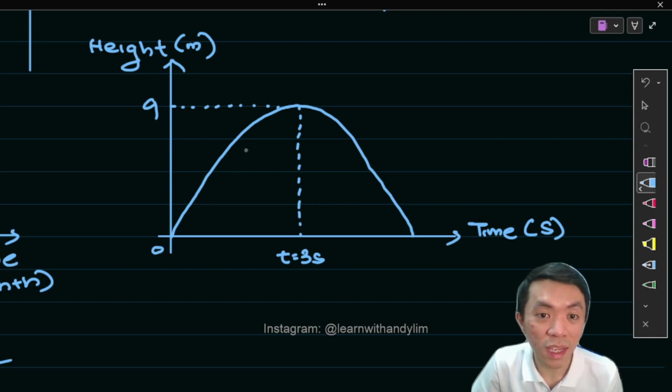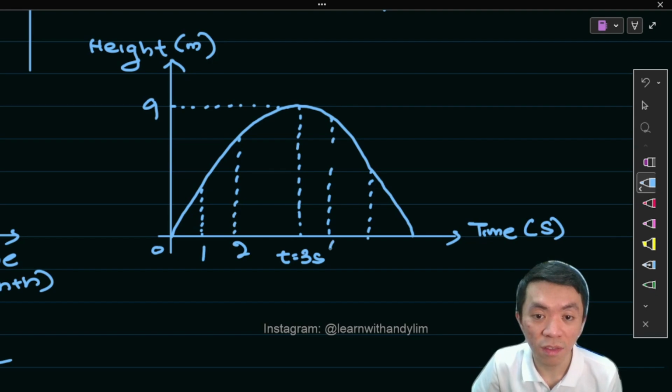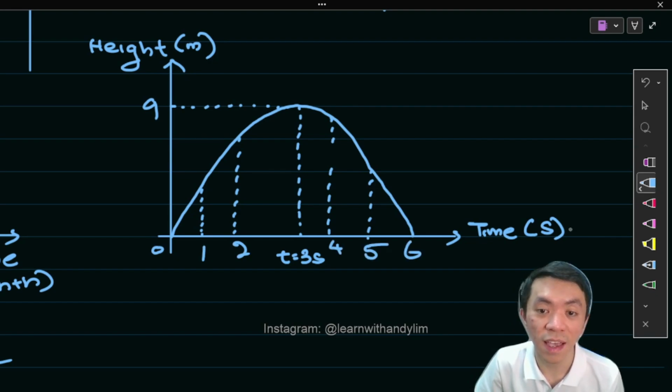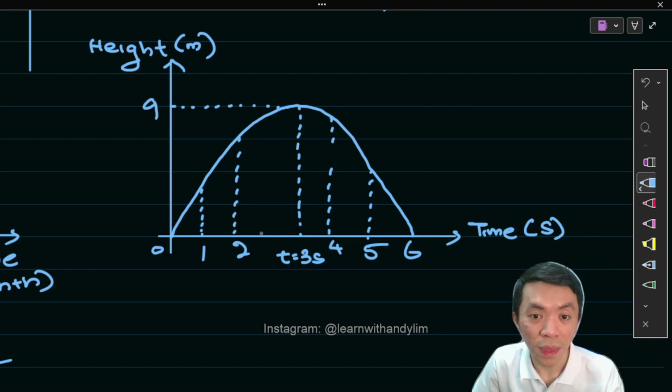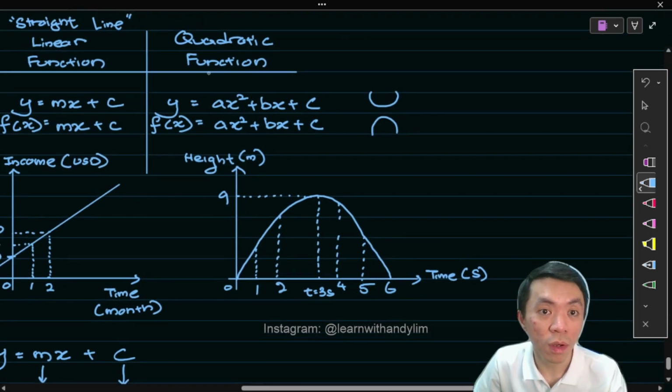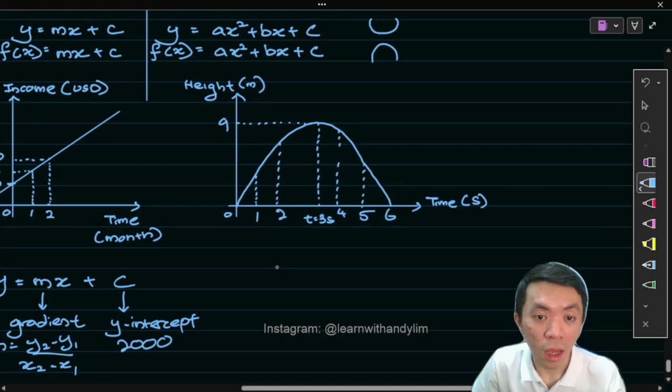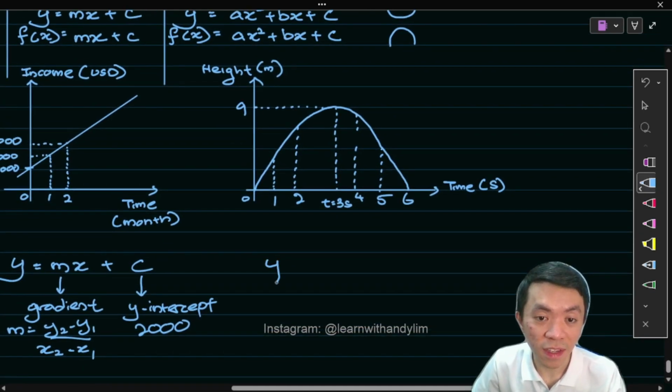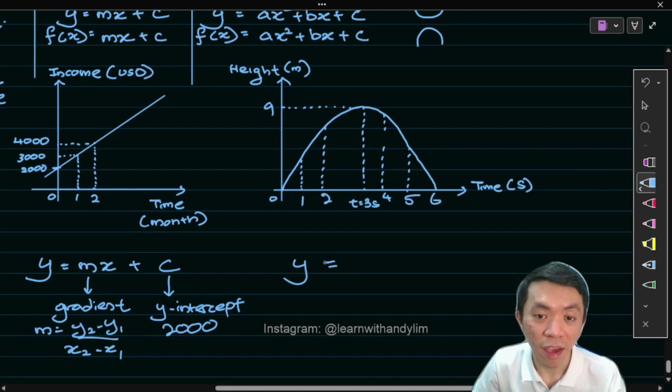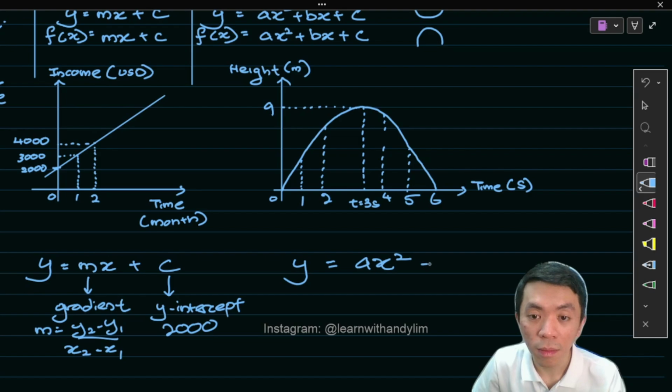So we can represent the height of the ball using my quadratic function. 1 second, 2 seconds, 3 seconds, 4 seconds, and 5, 6 seconds. There we go. This is one of the uses of quadratic function. So as we can compare, I have y equal to mx plus c and y equal to ax squared plus bx plus c.